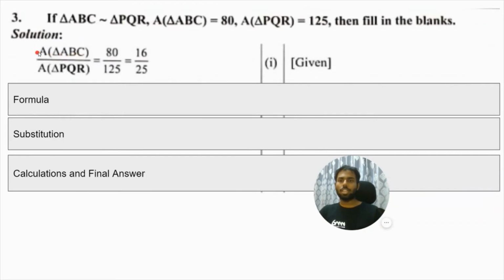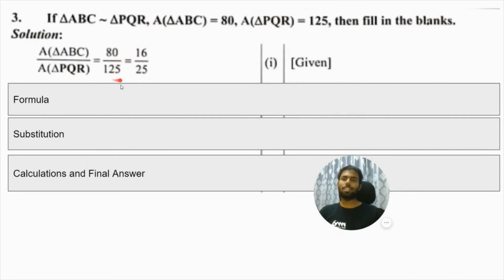So area of triangle ABC upon area of triangle PQR will come. PQR was not given here. Why these two? Because they are telling us these two are similar, so using the theorem on areas of similar triangles, you can take the ratio of the areas of those two similar triangles. Okay, so here ABC is on top, so PQR should come below. And what will be the ratio? The ratio will be 80 upon 125, isn't it? It will be 80 upon 125. Okay, given was area of triangle ABC is 80 and area of triangle PQR is 125 in the question. Okay, then you just simplify it.